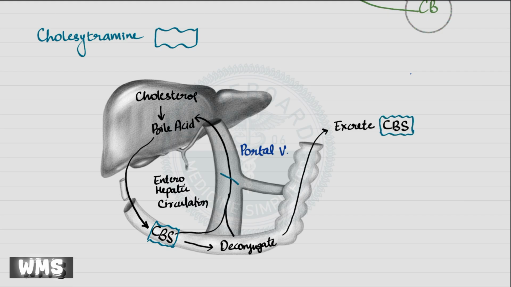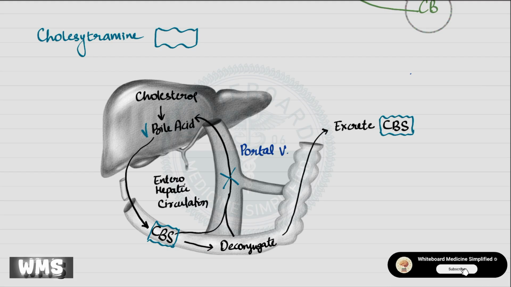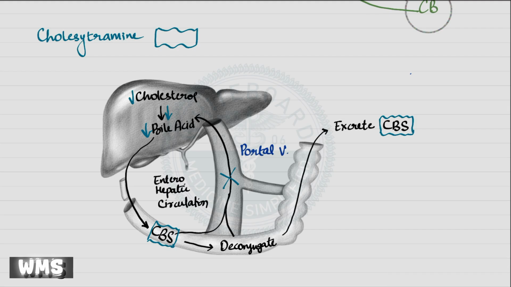It interrupts the enterohepatic circulation. So bile acid pool in the liver is decreased. The liver must use more cholesterol to make new bile acid. Therefore, liver cholesterol level drops and the liver increases LDL receptor expression to pull more cholesterol from the bloodstream. Result: decreased plasma LDL cholesterol level. Therefore, cholestyramine is used as a cholesterol-lowering drug.